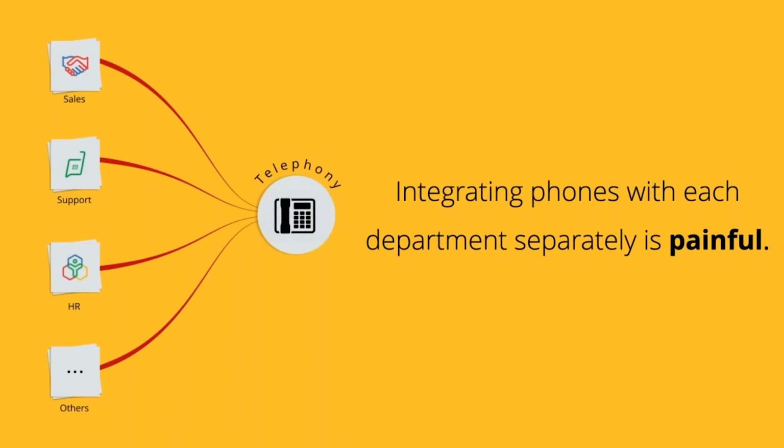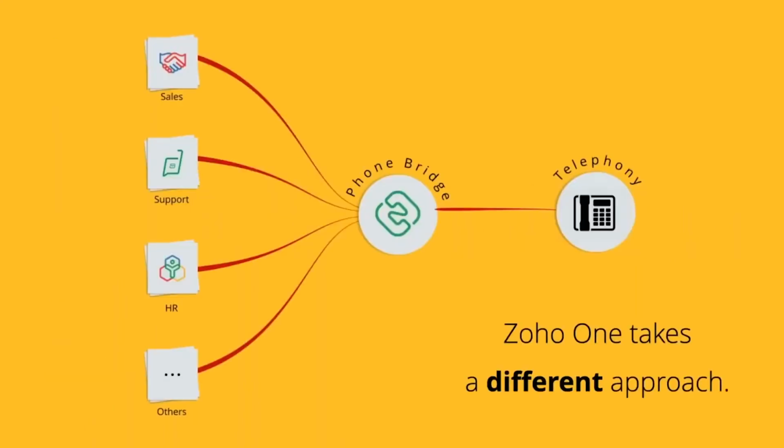Every time you have a support app, you have to integrate it with that, and so on and so forth. So we've tried to solve that problem with something called Zoho Phone Bridge, which is in Zoho One, which takes a totally different approach. Instead of tying your telephony system to your sales and support and all these different departments, you tie it once to Zoho Phone Bridge. And Phone Bridge is pre-integrated into sales, into our CRM, into Zoho Desk, into support, right? It's pre-integrated into all these different departments. So you don't have to go department by department, app by app, integrate with this.